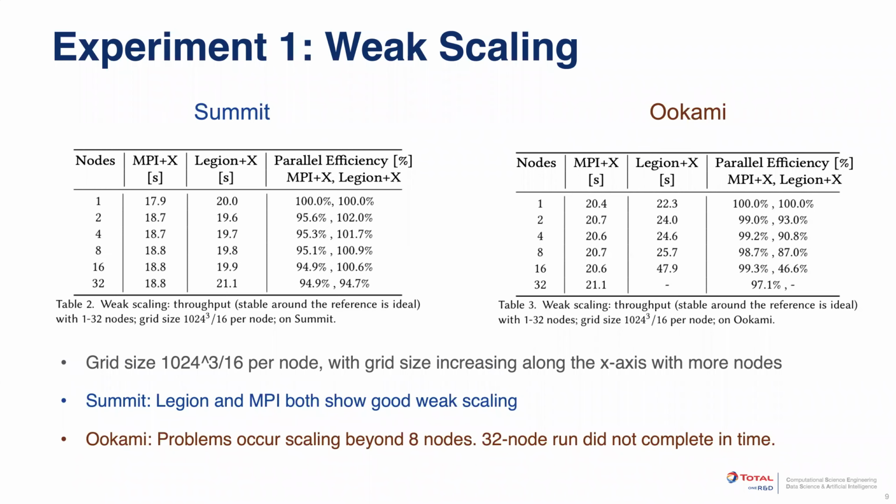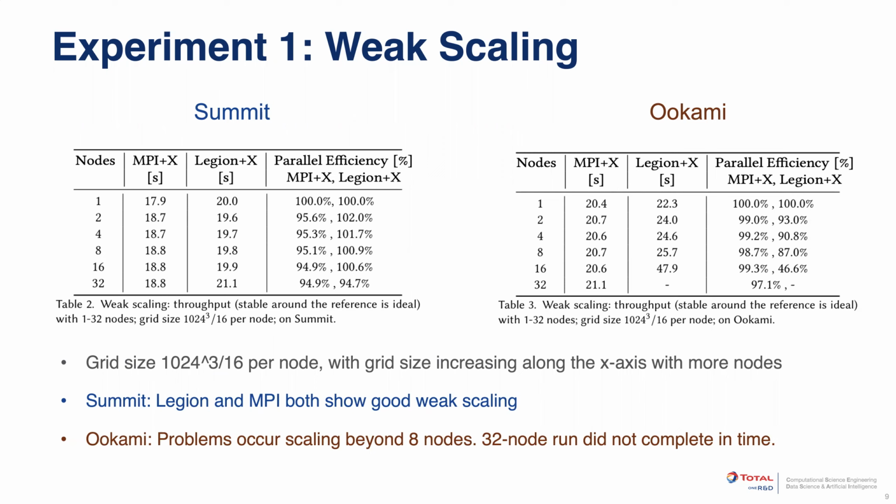In the weak scaling analysis, we evaluate the performance of MPI+X and Legion+X with a fixed grid size per node. In order to have a meaningful reference, we choose the size of the problems to be demanding enough to cause stress on all relevant system resources. We run the application on 1, 2, 4, up to 32 nodes.